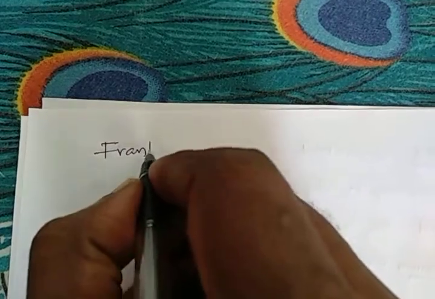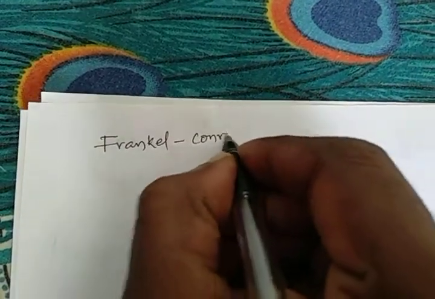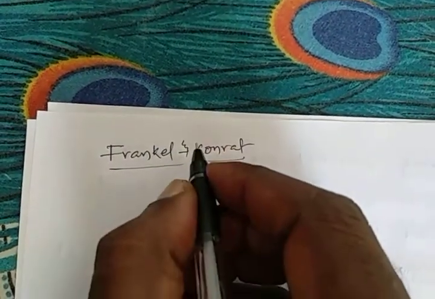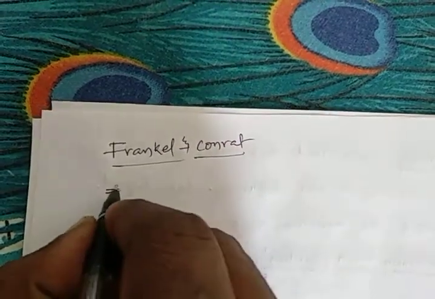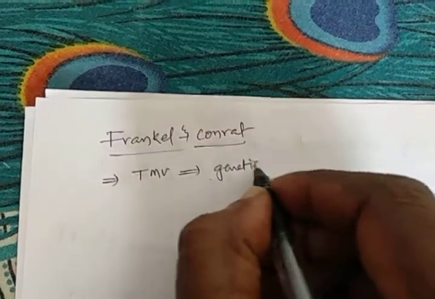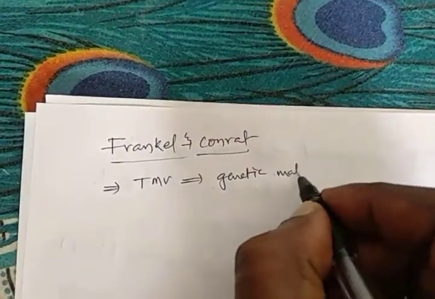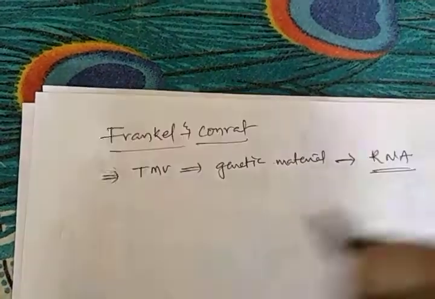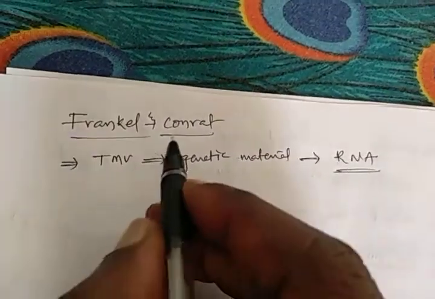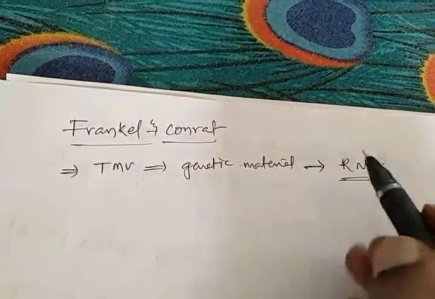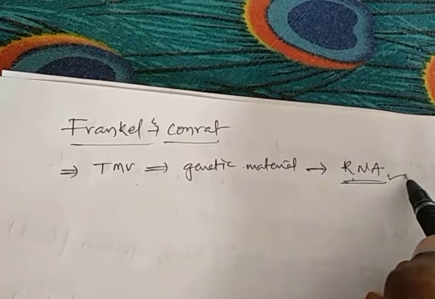Right? So next, Fraenkel-Conrat. These are the two scientists who showed that the genetic material present in TMV is RNA. They concluded and confirmed that the genetic material in TMV is RNA, right?